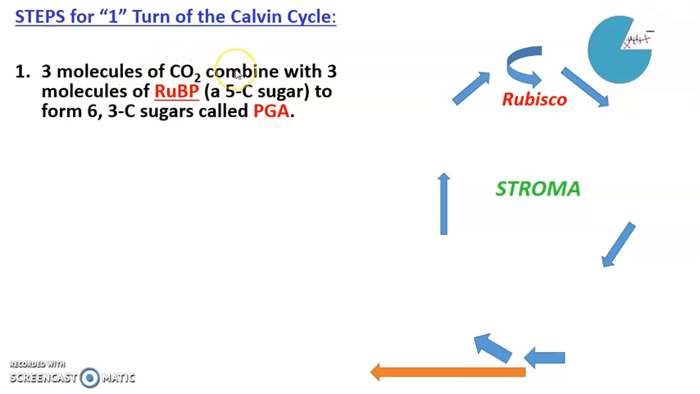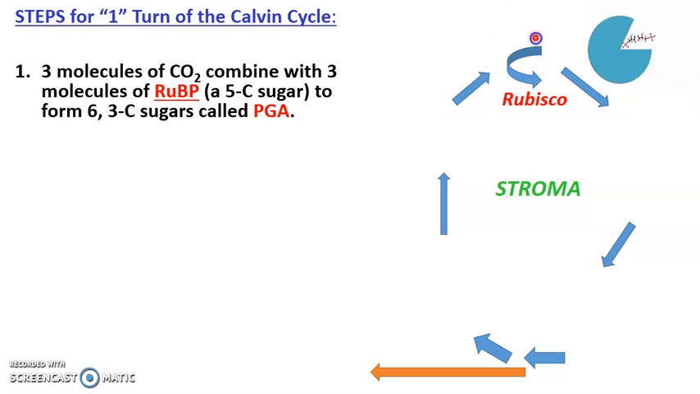so 3 single molecules of carbon dioxide will combine or be added to 3 molecules of something new that we call RuBP. RuBP is a 5-carbon sugar. So once we add a carbon dioxide to each of these 3 RuBPs, the first stable intermediate that we're going to make in this cycle, which will be over here in this location, are going to be 6 small 3-carbon sugars called PGA. And PGA stands for phosphoglyceraldehyde, but you'll need to remember just PGA for short.